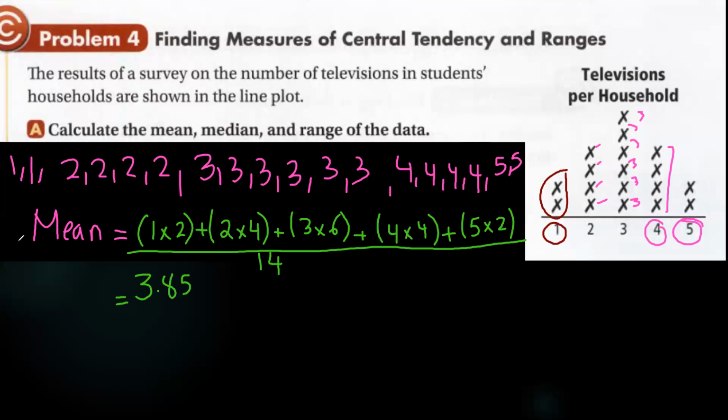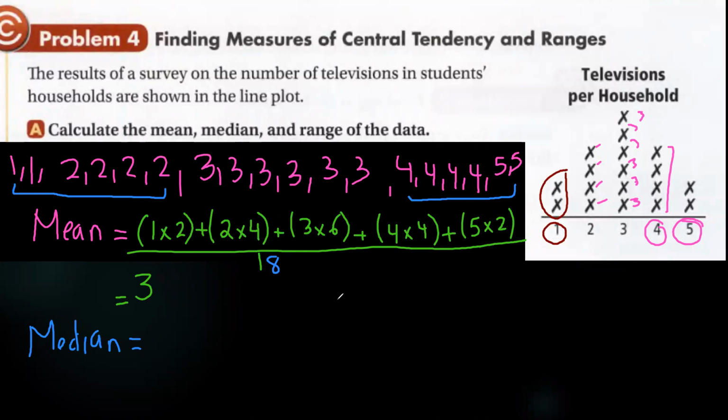Let's find now the median. Since we have an even number, here we have 2, 3, 4, 5, 6. Here they are not 14, they are 18. I'm sorry. So that means the answer here was 54 over 18, which is 3, not 3.85. Okay, so the mean here is 3.